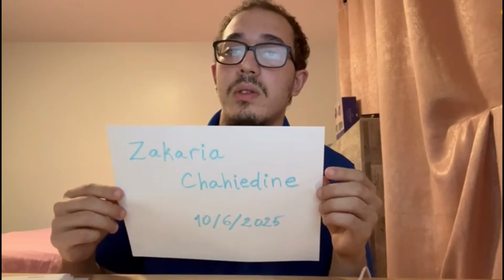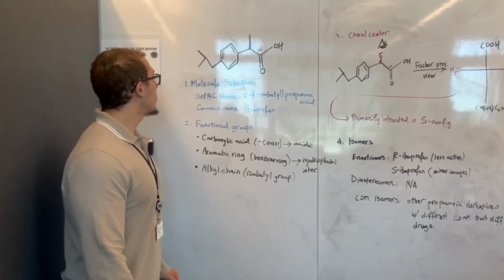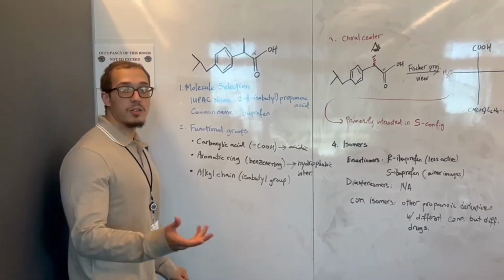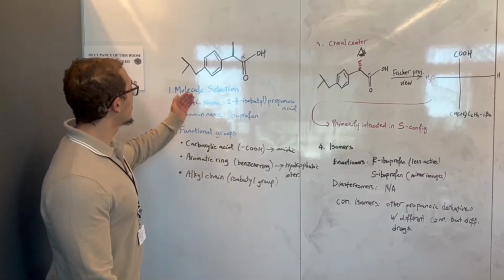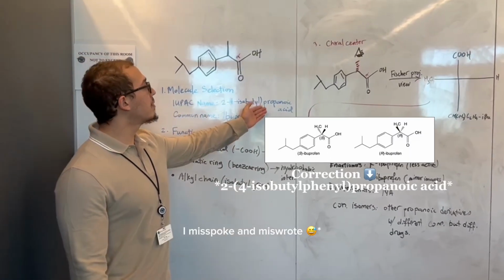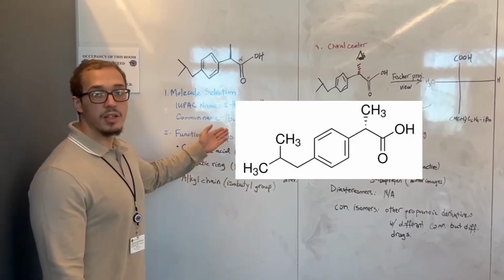Today is October 6, 2025, and this is the prelude to the chiral molecule video, in which we'll be discussing a compound that we use on a daily basis. Well, I hope not a daily basis, but you know what I mean. So today's molecule, the molecule I decided to choose, was 2,4-isobutyl propanoic acid, commonly known as ibuprofen.